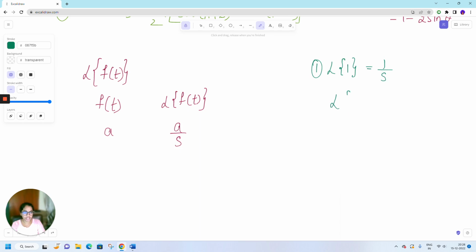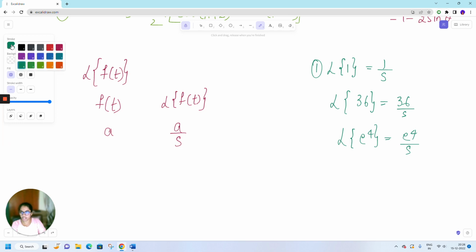What is Laplace of say 36? The answer would be 36 by s. If I ask you the Laplace of say e to the power 4, the answer would be e to the power 4 divided by s. So a basically means some constant. It can be any value. So this was our first formula.